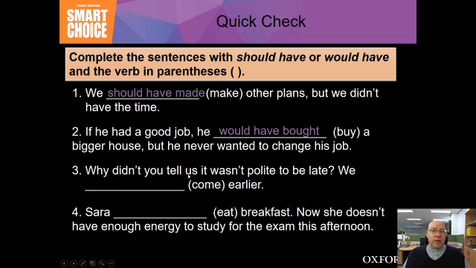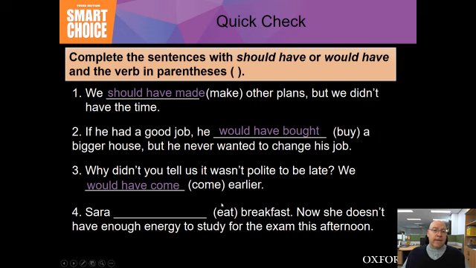Number 3, why didn't you tell us it wasn't polite to be late? We blank come earlier. Okay, again, another alternative here. Why didn't you tell us? We would have come earlier. We would have. This was a suggestion. Also, it was something that happened in the past as well. Okay, last one. Sarah blank eat breakfast. Now she doesn't have enough energy to study for the exam this afternoon.